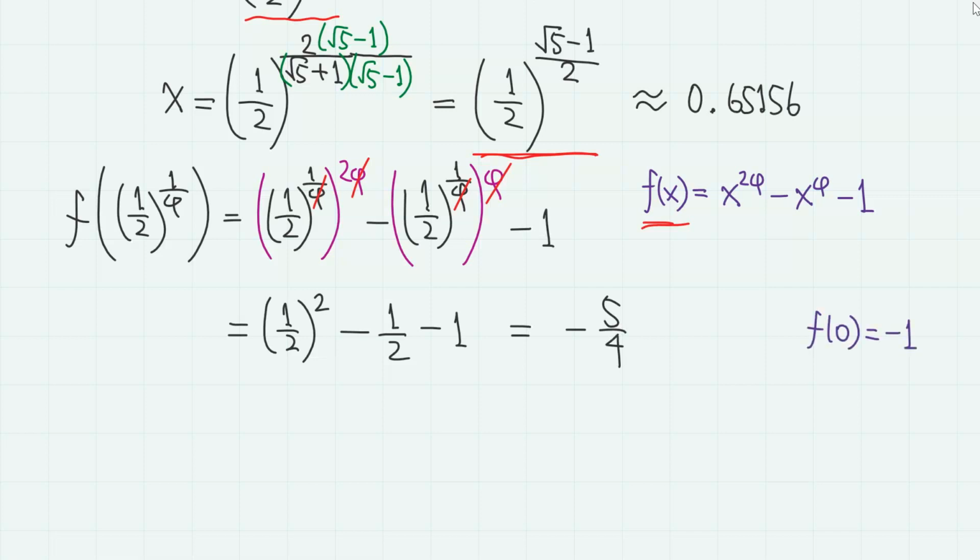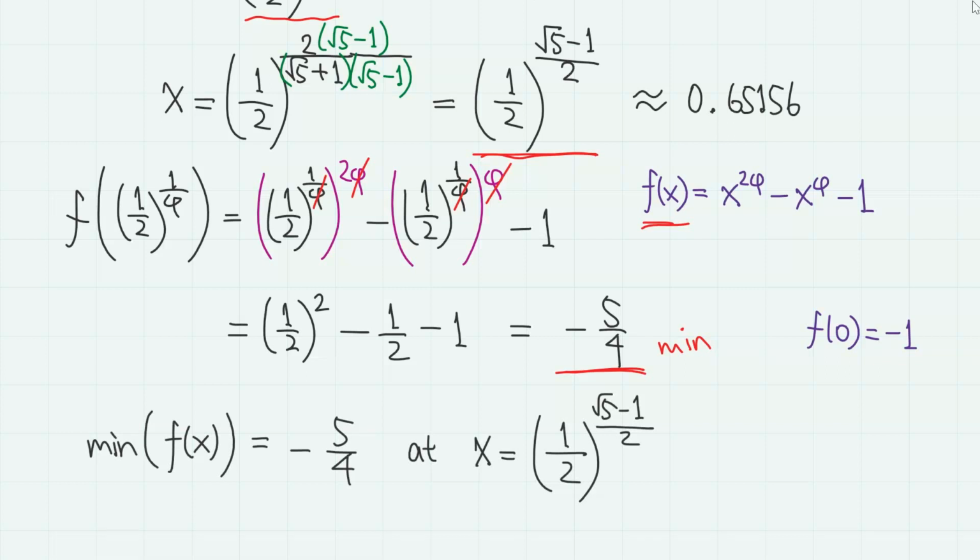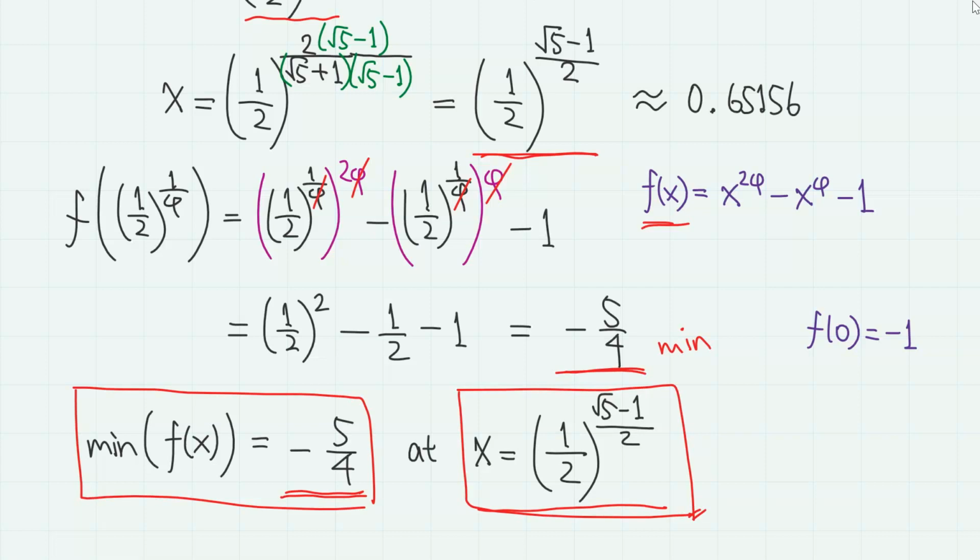Comparing with the value f(0), you can see that this is the minimum value of f(x). In other words, f(x) has the minimum value of minus 5 over 4 at x equals 1/2 to the power of (square root of 5 minus 1) over 2. So that was the first part of the problem.